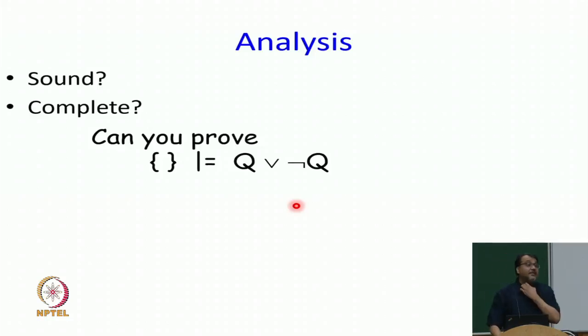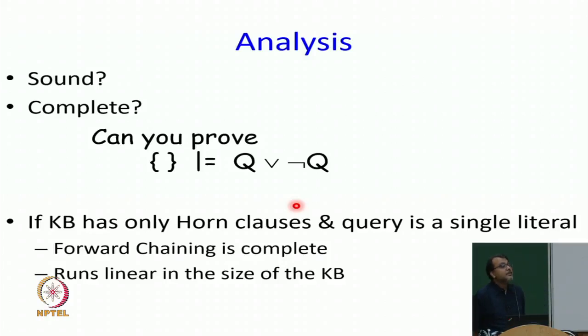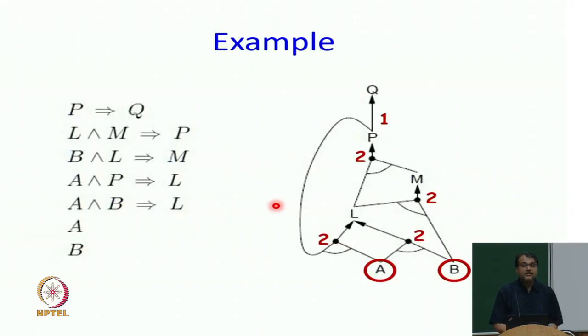However, we know that if the KB only has Horn clauses and the query is a single literal, then forward chaining is also complete. Here is the importance of Horn clauses. And in fact, not only is it complete, it runs in linear time in the size of the knowledge base. Let's look at this example, and I think that will be the last thing we will do today.